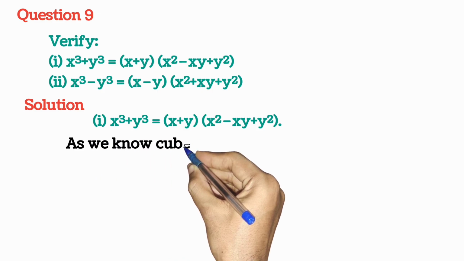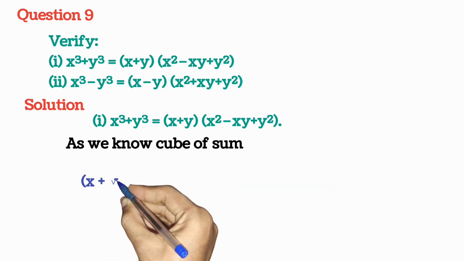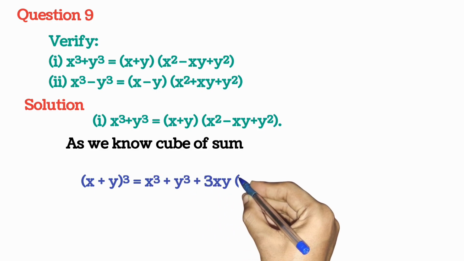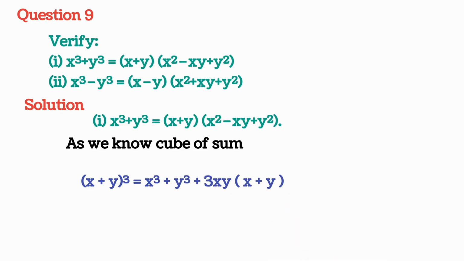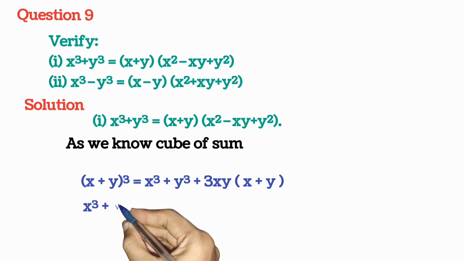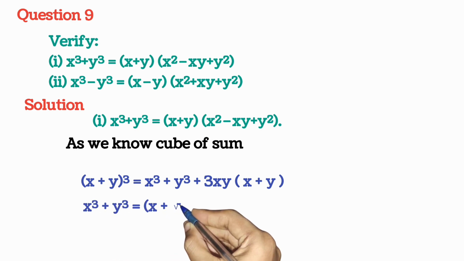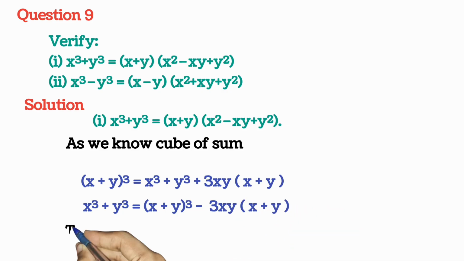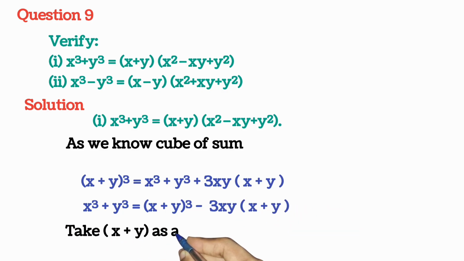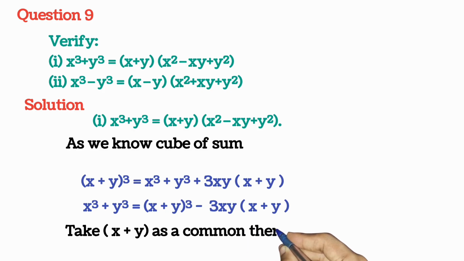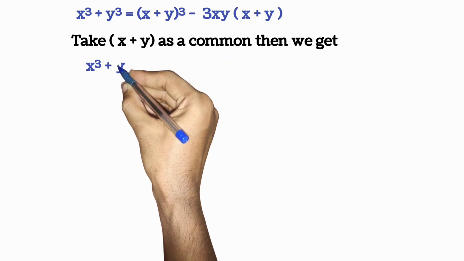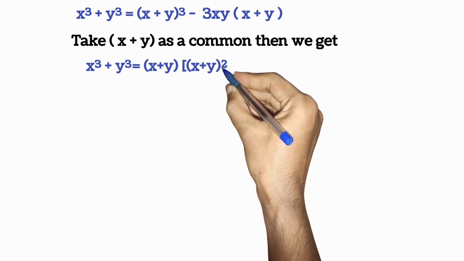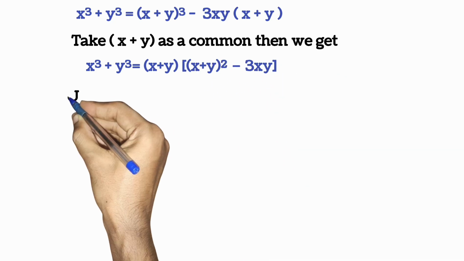As we know, the cube of the sum, x plus y the whole cube, equals x cube plus y cube plus 3xy into x plus y. From here, we will calculate x cube plus y cube, that is equal to x plus y the whole cube minus 3xy into x plus y. Take x plus y as common, then we get x cube plus y cube equals, taking x plus y as common, we remain with x plus y the whole square minus 3xy.